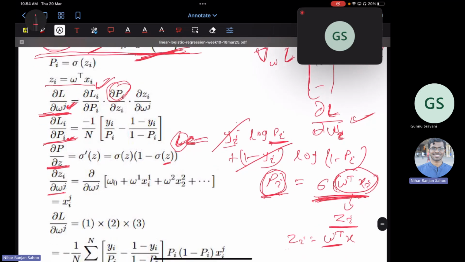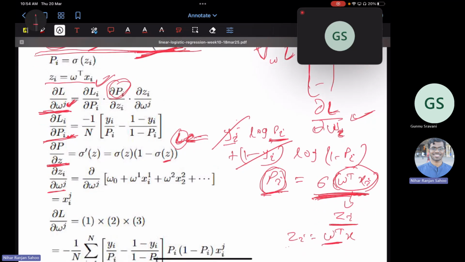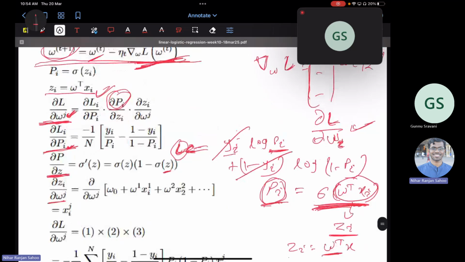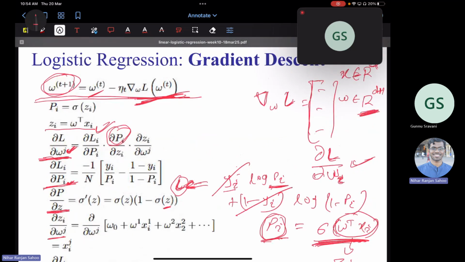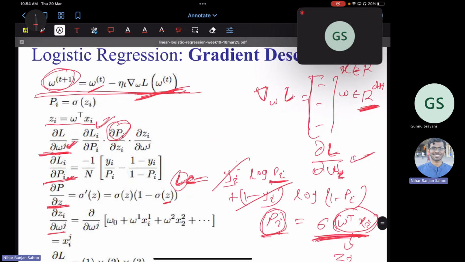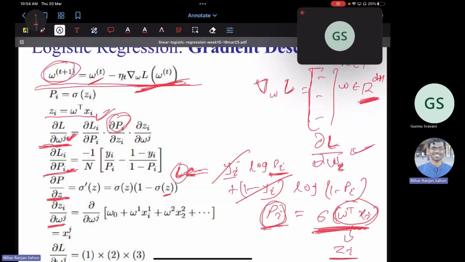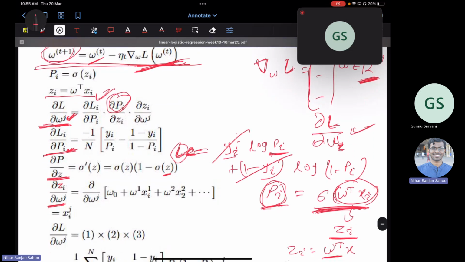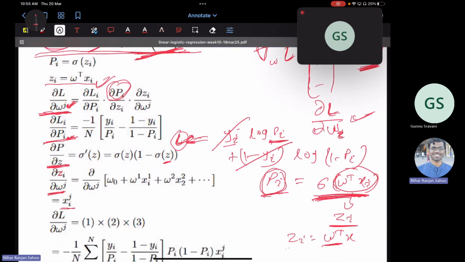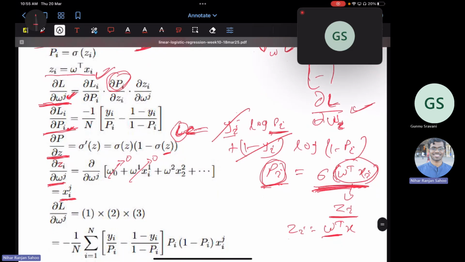And what is Z? Z is W transpose Xi, right? W has D plus 1 parameters as we discussed, right? But you have to take it a little carefully. We're computing the derivative of Zi with respect to Wj. Wj means we are only concerned about the jth feature of the input, right? So if we're only concerned about the jth input, then with respect to all other inputs the partial derivative will be 0. The only leftover term will be xij, right?